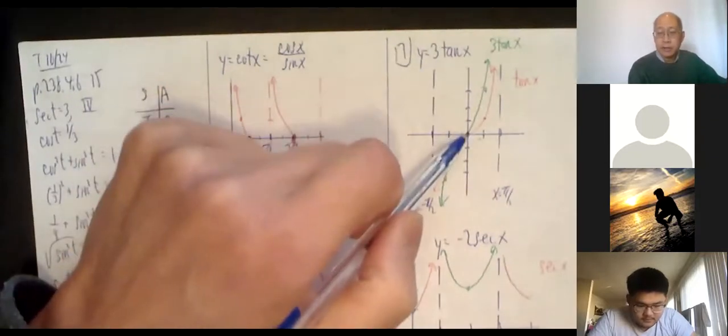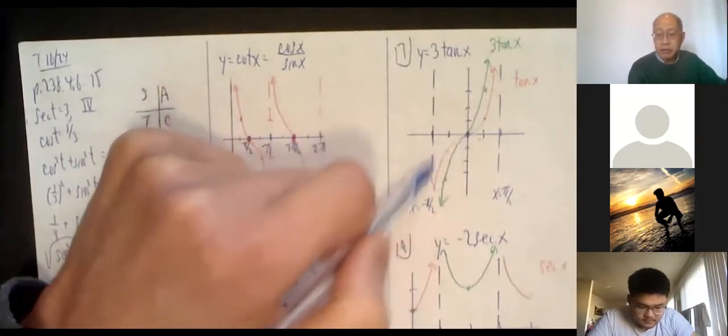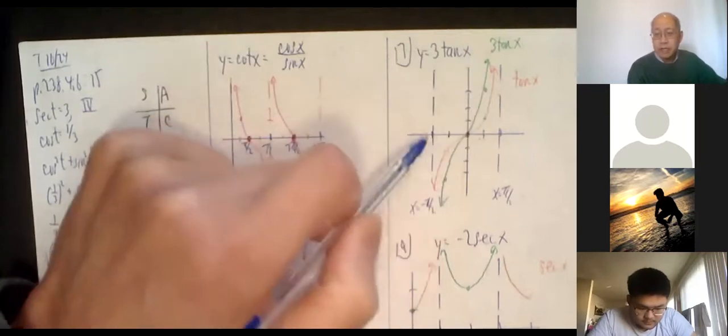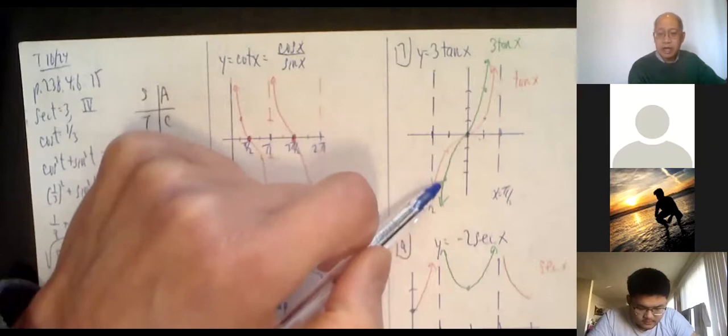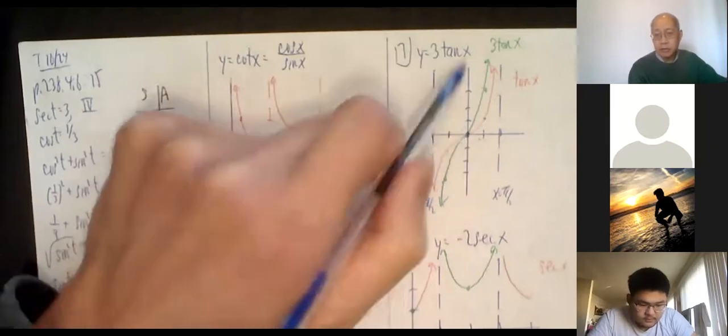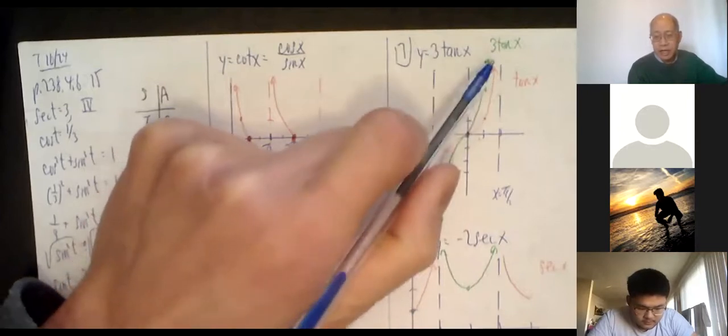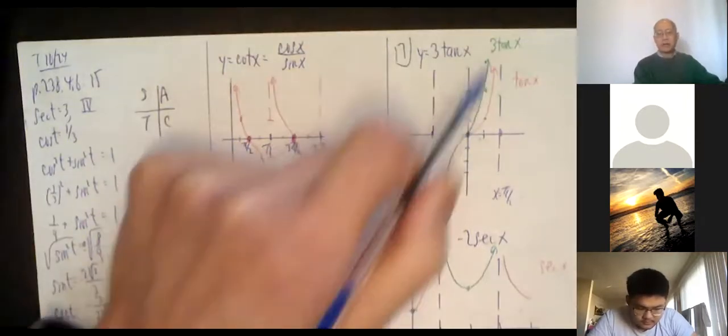So one more time, the red is the original tangent. The 3 means, well, this was 1, now it's 3. This was -1, now it's -3. And 0, 3 times 0 is 0. So if I look only at the green points and just connect them, it looks like that. So it's sort of the same shape, except that it goes up steeper.